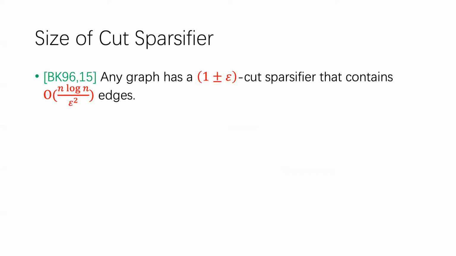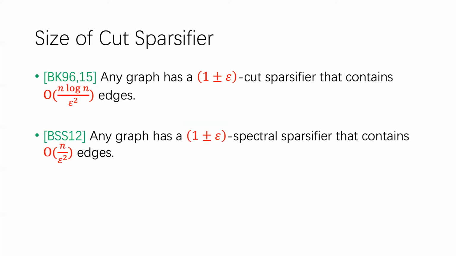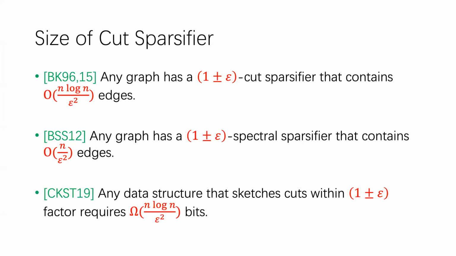There has been a lot of work studying the cut sparsifier problem. Benczúr and Karger initiated a line of work. They proved that any graph has a cut sparsifier with order n log n edges. The best upper bound now is order n edges by Batson et al. This is also an upper bound for spectral sparsifiers, which are a general case of cut sparsifiers. Carlson et al. prove that this bound is tight.